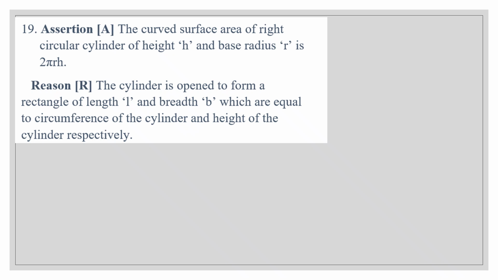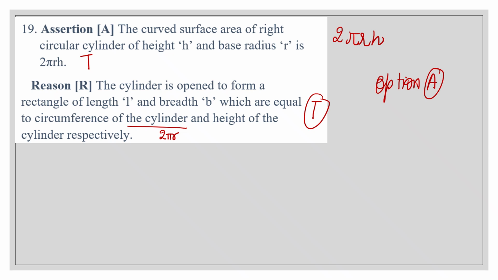Assertion. The curved surface area of a right circular cylinder H. We know curved surface area is 2 pi RH. So this one is true. The cylinder is open to form a rectangle of length L and breadth B, which are equal to the circumference of the cylinder, which is 2 pi r, and the height of the cylinder. So this is also true. And reason is the correct explanation for assertion. So option A. Next.